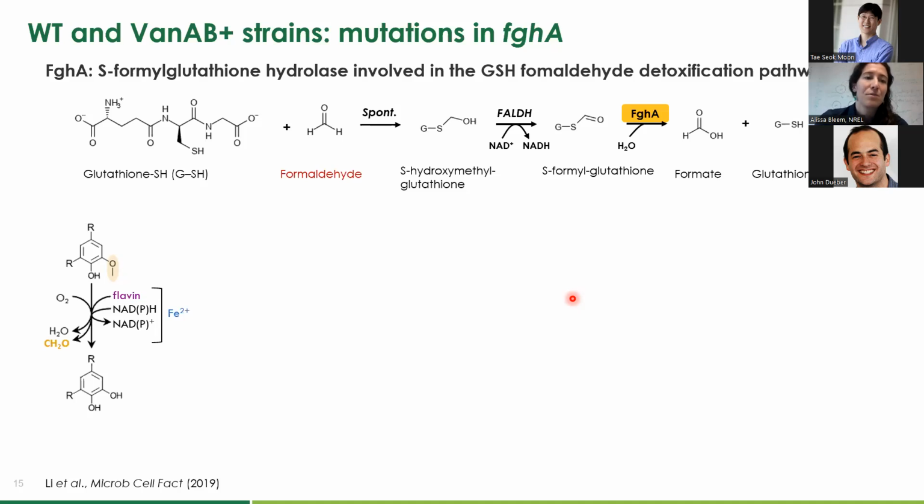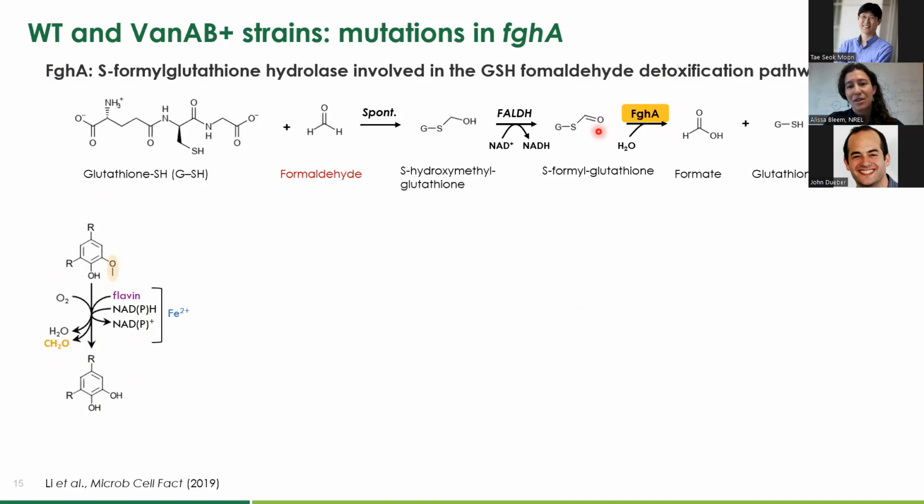And these mutations were observed in this gene called FGHA, which is an S-formylglutathione hydrolase. And this enzyme is involved in the glutathione formaldehyde detoxification pathway. So if you recall from before, this Van-AB type enzyme produces formaldehyde as a byproduct. And it was nice to see that we were getting mutations in formaldehyde detoxification in these strains.